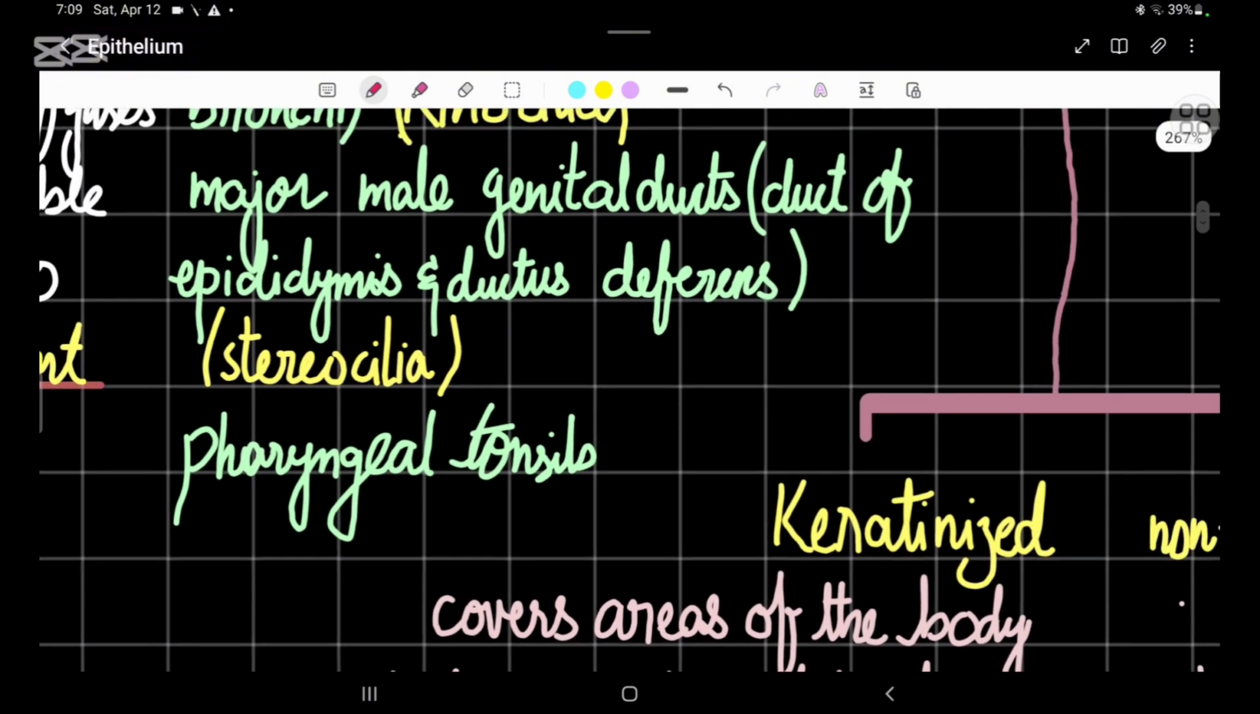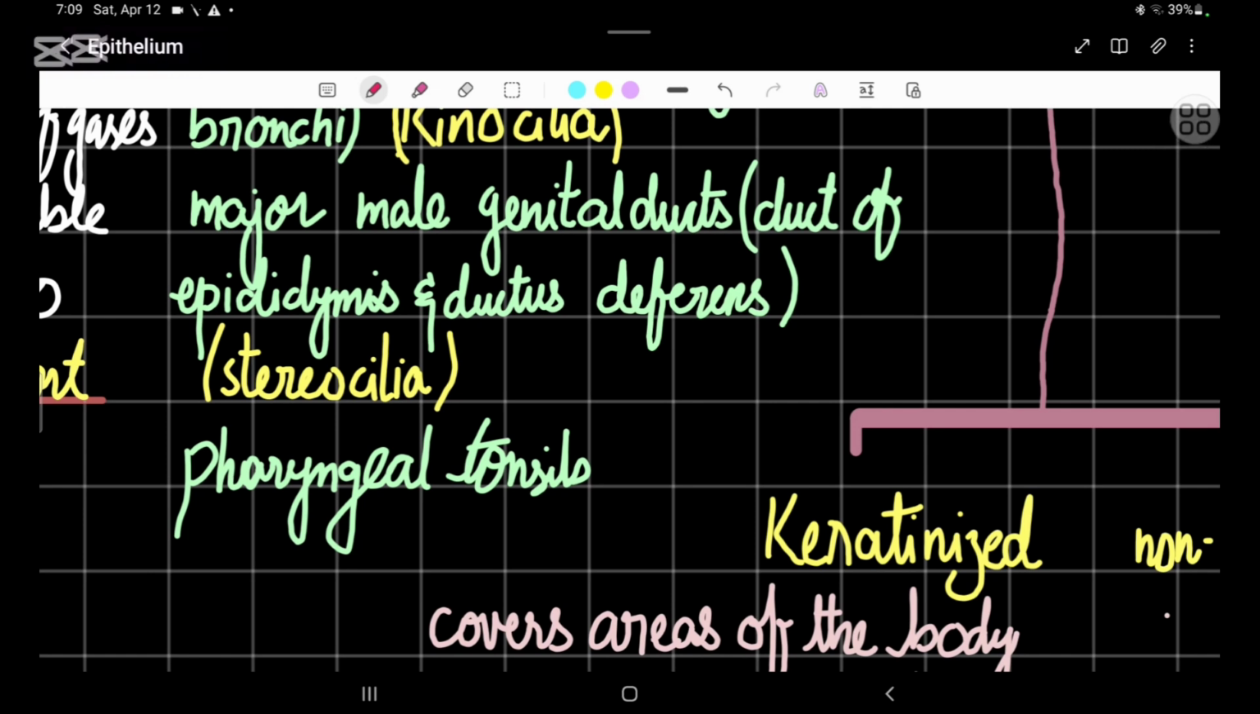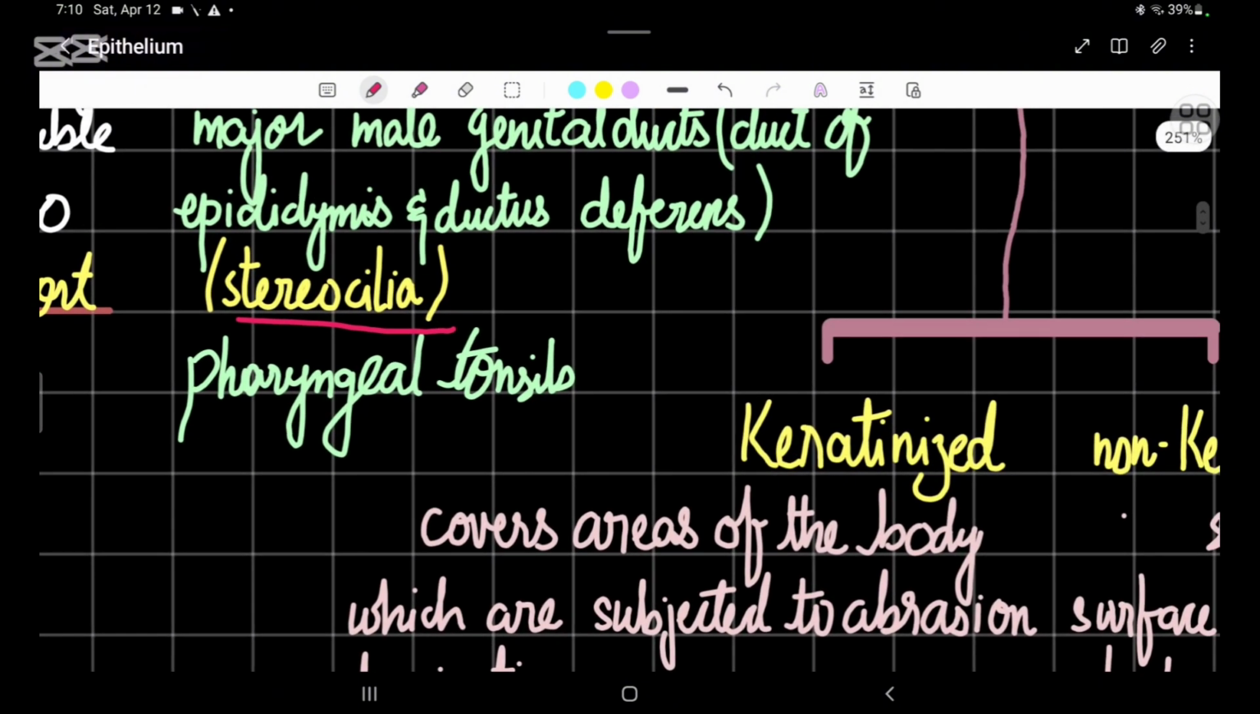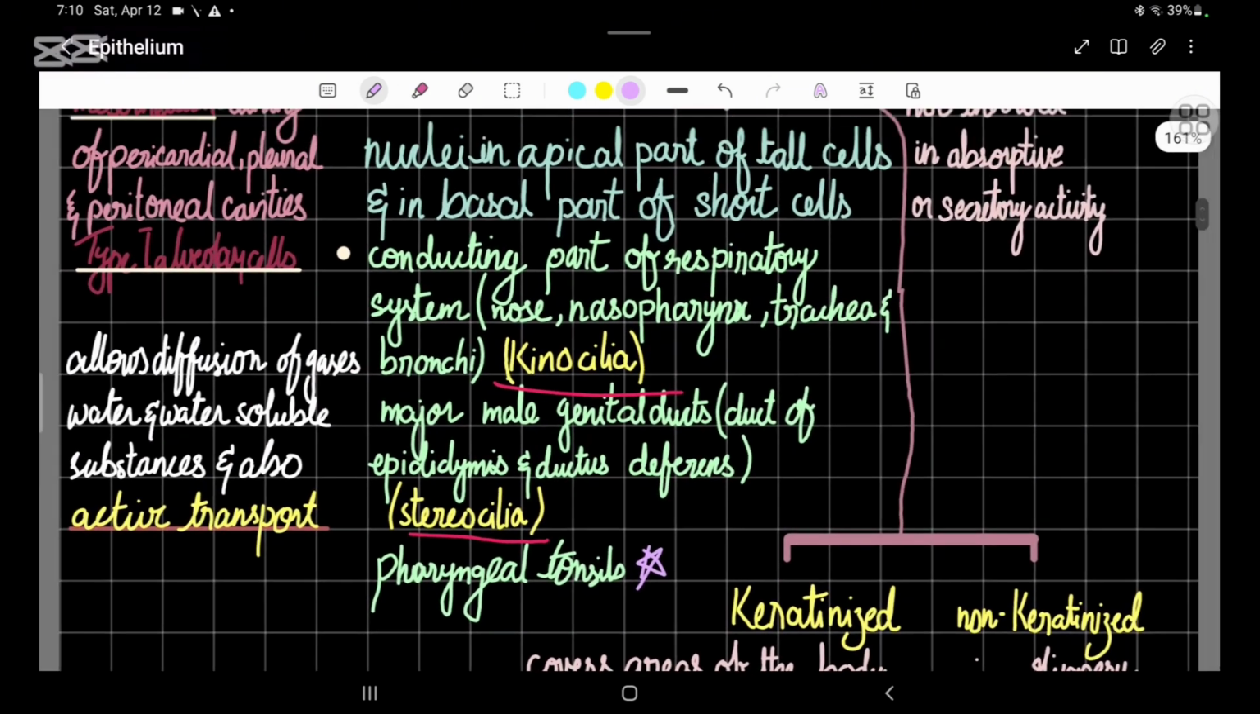Another example is the major male genital ducts, the duct of the epididymis and the ductus deferens. The kinocilia and stereocilia written over here, I'll explain what these are. And most importantly, remember this, as you will do it in the blood module: out of all three tonsils, only in the pharyngeal tonsils will you find pseudostratified columnar cells.